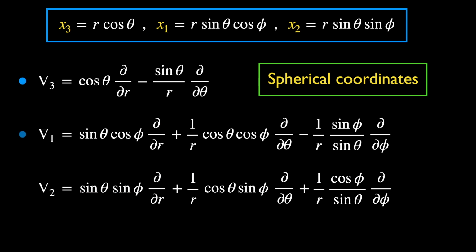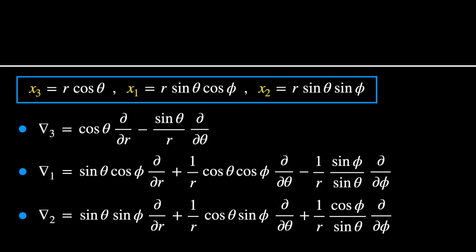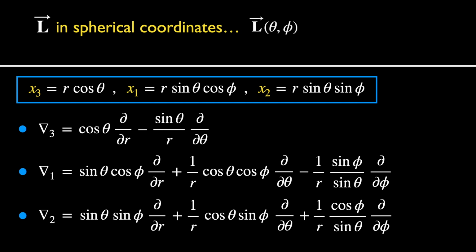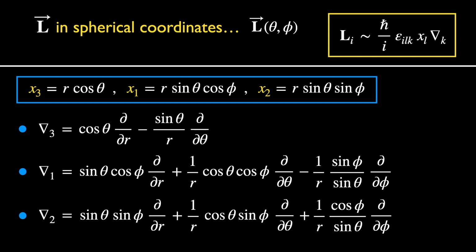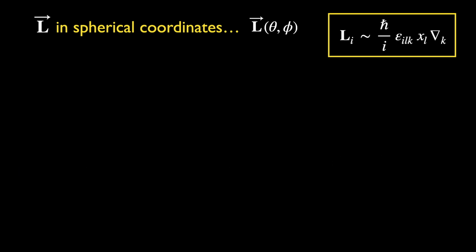Last time we have derived the del operators in spherical coordinates. This time we shall do the same for angular momentum using these results. Let's start with the Cartesian coordinates representation in the yellow box. We begin with the simplest case, the rotation about the z-axis.